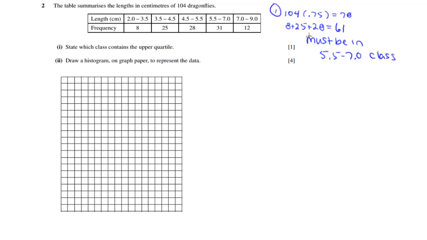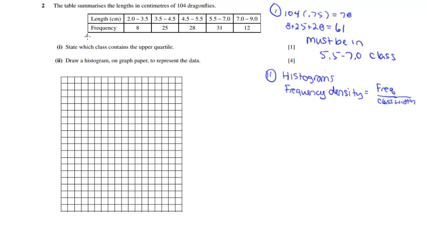Question number two, draw a histogram. Keep in mind, histograms, we need frequency densities. And a frequency density, we take the frequency and divide it by the class width. Technically, we don't need frequency densities if all the class widths are the same, but they won't be. So make sure you always use frequency densities when you're doing a histogram.